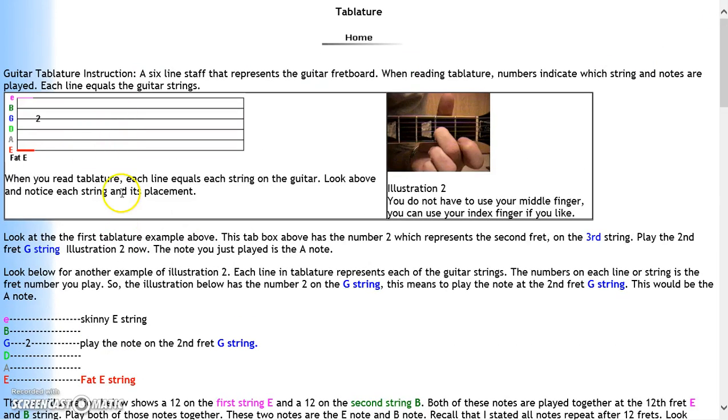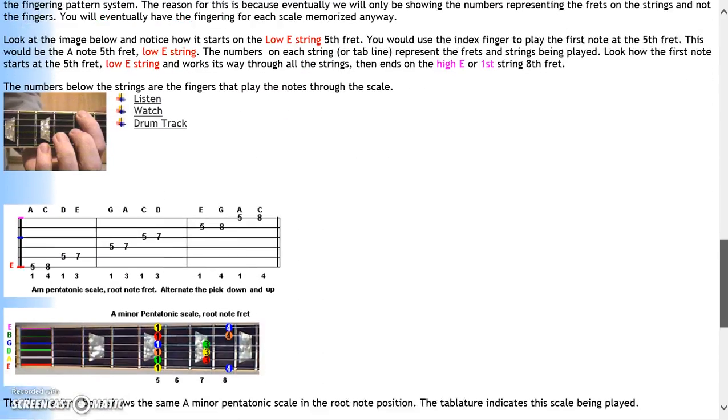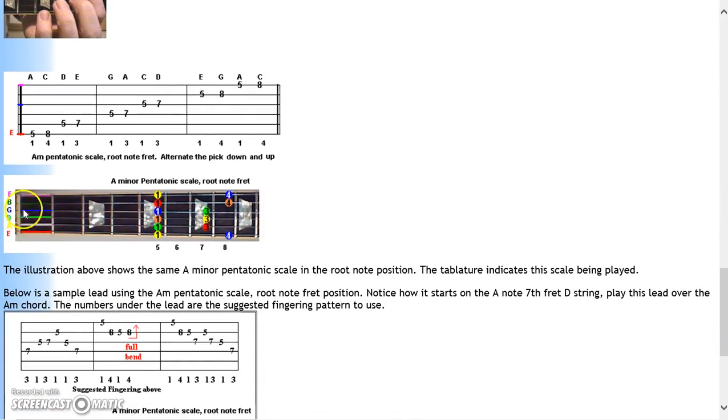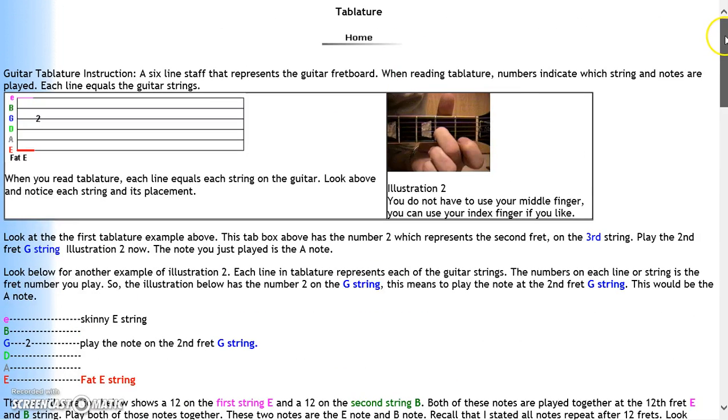The first illustration shows a 2 on the G string. What that means is that you play the 2nd fret on the G string. Let's go back down to this illustration real quick and I'll show you. Here is the G string right here. We have the E, A, D, G, B, and E. So you find the G string and you move over to the 2nd fret, which is right here. So when you see a line like this on the tablature, you know right away that you're going to be playing the 2nd fret on the G string.